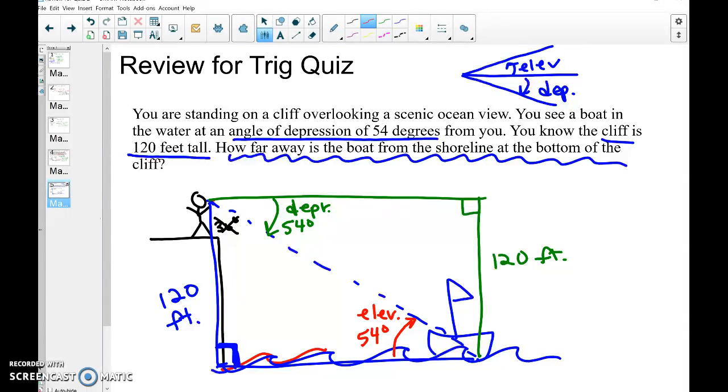Make sure that you solve for X, how far the boat is from the shoreline, which is this edge down at the bottom there. Okay, if you do the top triangle, it would be this one up top. That would also be X. No matter what, your answer should be 87.19 feet, though.